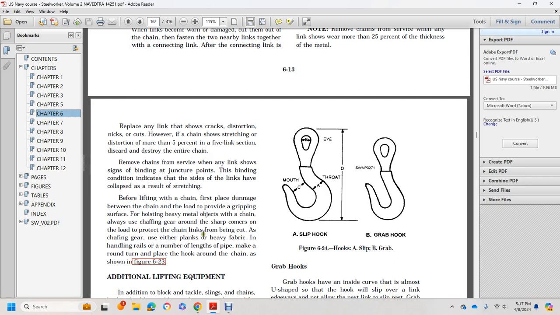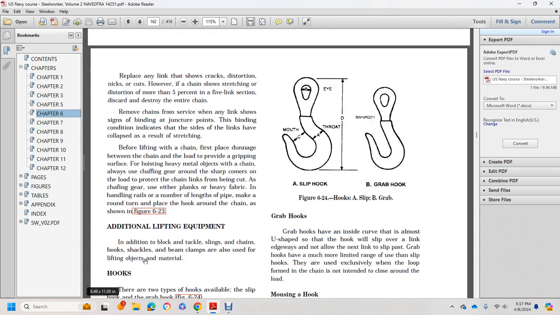Always use chafing gear around the sharp corners of the load to protect the chain links from being cut. Use chafing gear such as planks or heavy fabric handling rails. Make the length of the pipes a round turn, placing the hook around the chain as shown in figure 623. For additional lifting equipment, use block tackle, or sling the chain with a hook or shackle beneath the clamps, and use hooks on the lifting object.